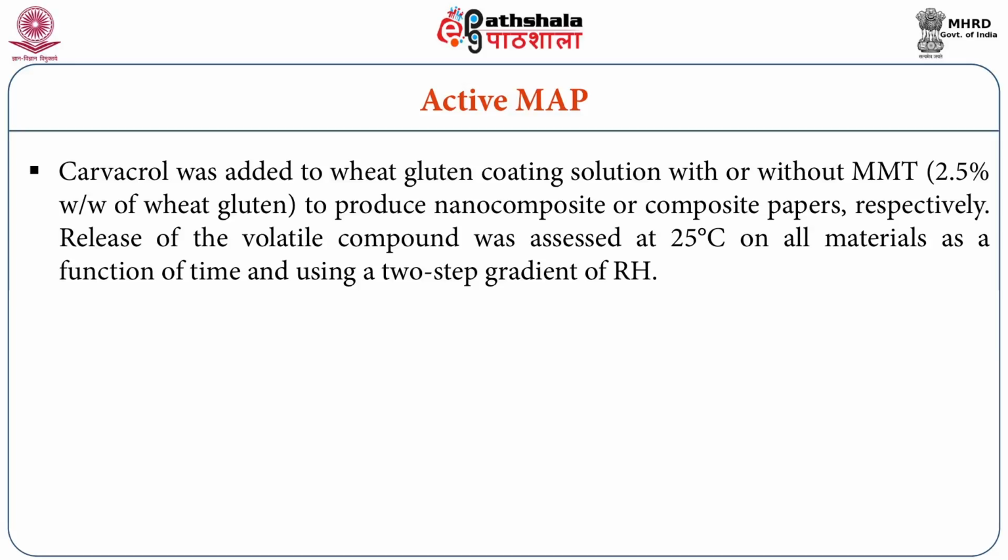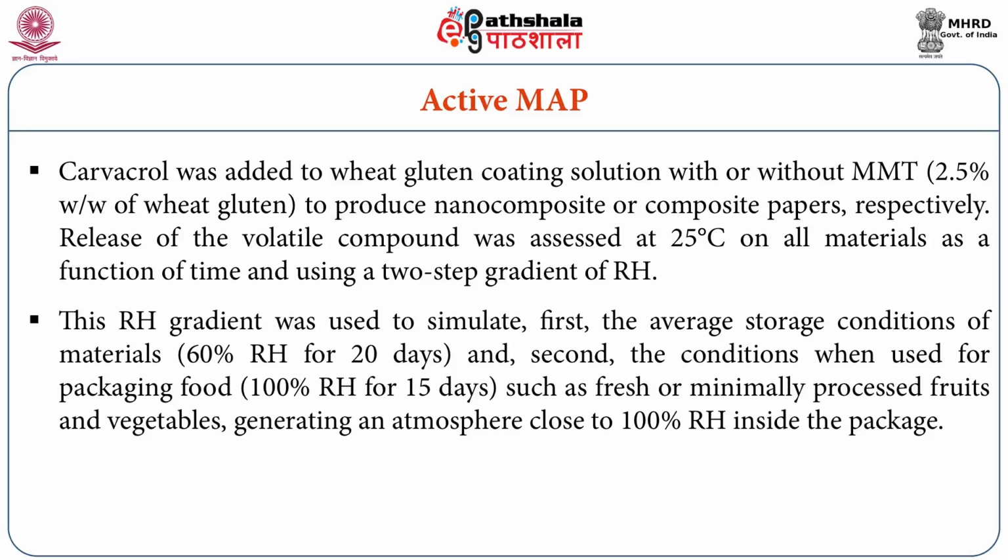Release of the volatile compound was assessed at 25 degrees Celsius on all materials as a function of time and using a two-step gradient of RH. This RH gradient was used to simulate the average storage condition of materials and the conditions when used for packaging of food such as fresh or minimally processed fruits and vegetables, generating an atmosphere close to 100% RH inside the package.